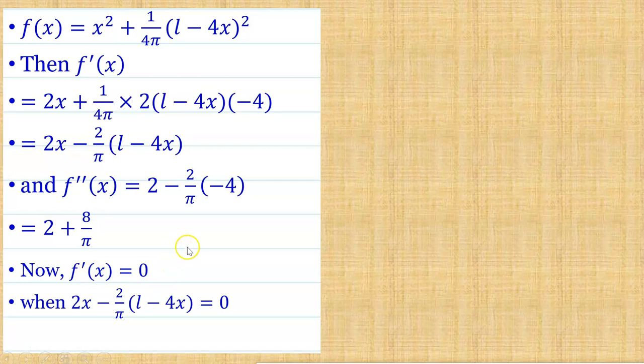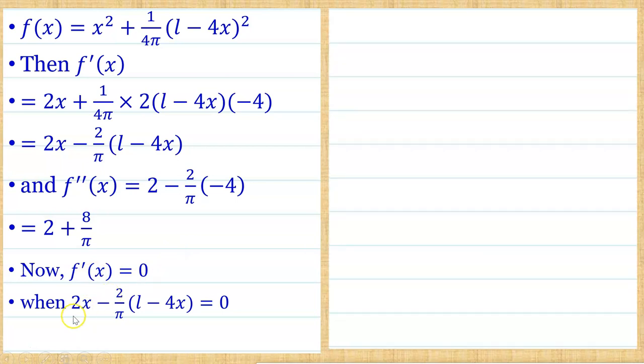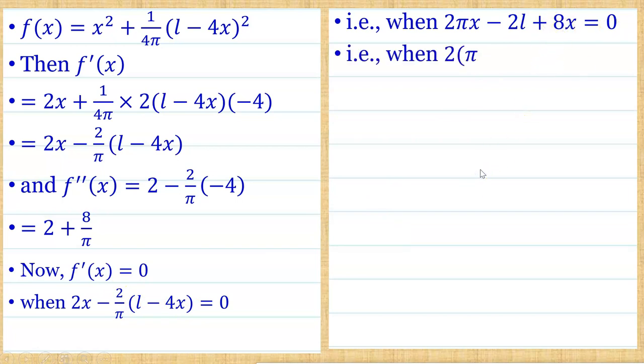Now f double dash of x is equal to 0. Upon the value, find out: that is 2x minus 2 upon pi in bracket l minus 4x is equal to 0. Again we will simplify this. We will multiply here by pi and then simplify. If multiplied by pi, here you will get 2 pi x. Multiplying this by pi, pi will get cancelled: minus 2l minus 2 into minus 4x, and here you will get 8x, and that's equal to 0.